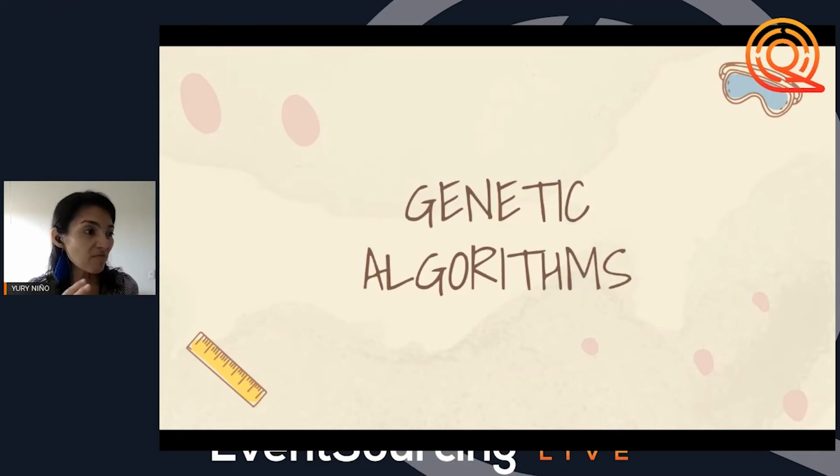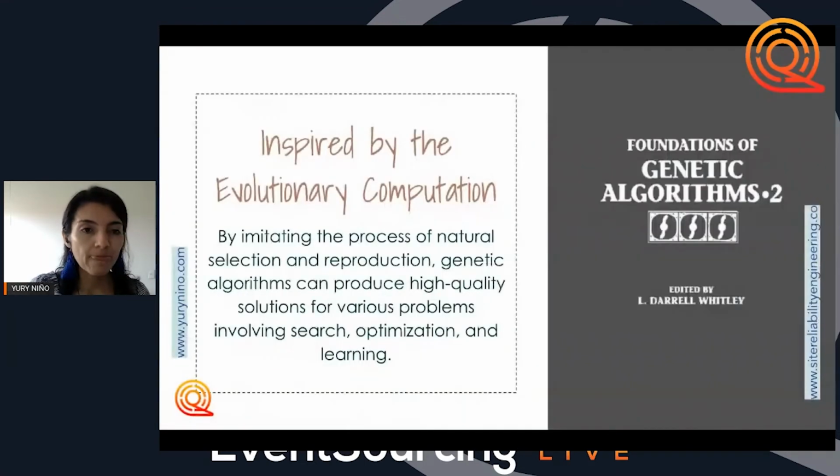Well, I think that is a perfect use case for an optimization problem in genetic algorithms, as I will explain in the next minutes. Genetic algorithms are part of a family of search algorithms inspired by the principles of evolution in nature. Basically, by imitating the process of natural selection and reproduction, genetic algorithms can produce high quality solutions for various problems involving search, optimization, and learning.